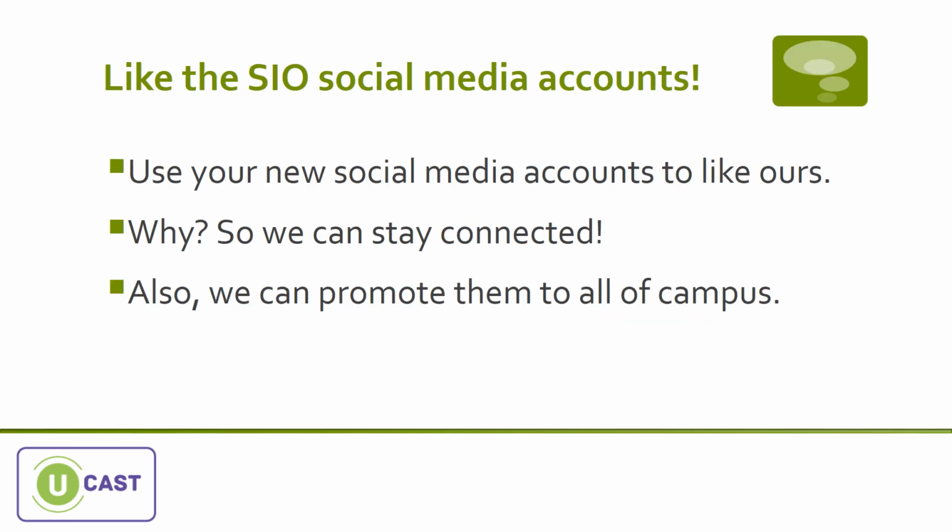The seventh thing to do is link to the SIO social media accounts by using your new social media accounts and/or personally liking our Student Involvement Office social media. You can find us on Instagram, Facebook, and Twitter. Why? So we can stay connected with you and all the amazing new stuff your org has planned this year. Also, then you can tag us in your events and ongoings, and we can in return share them with the campus.